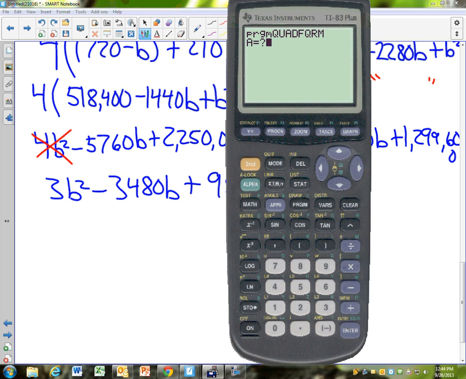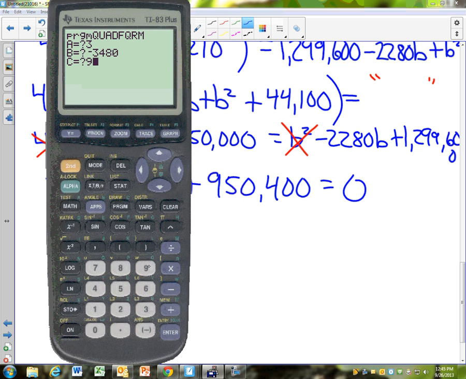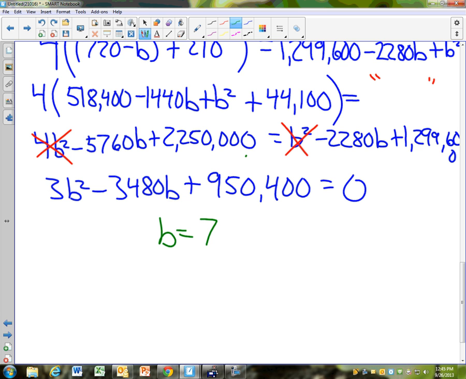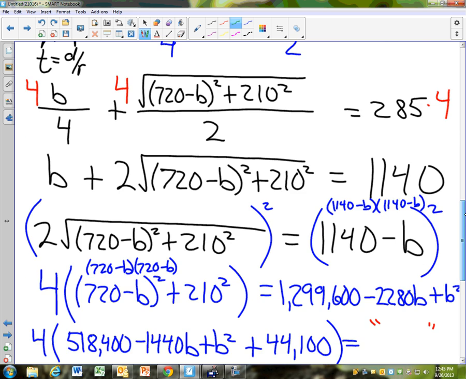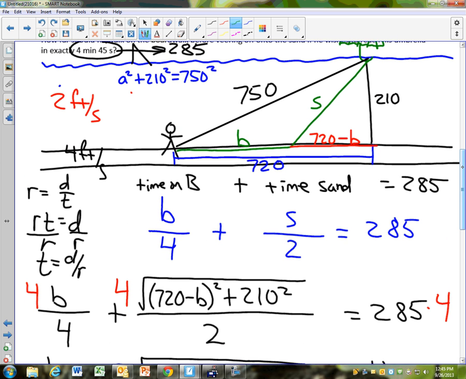What's my A value in this situation? 3. What's my B value? Negative 3,480. And my C value is 950,400. And I get 720 and 440. I have two solutions. It's a quadratic. If we simply go to our original problem and look at what the B value is, B is right here, 720 or 440.